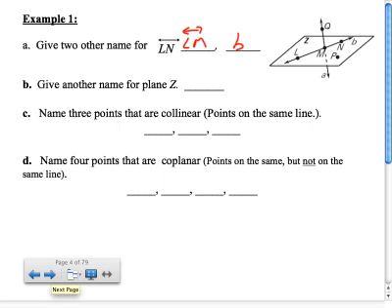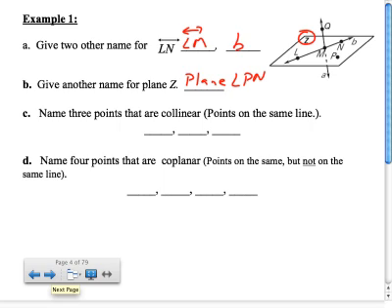Okay, part B, give another name for plane Z. Okay, plane Z, notice that's this letter right here, so it's just kind of by itself. It's not a point, it's the name of the plane. So I can use any 3 points inside of that plane that are not on the same line. So I'm going to go ahead and call it plane LPN. Does not matter what order you do it in, none of that matters.